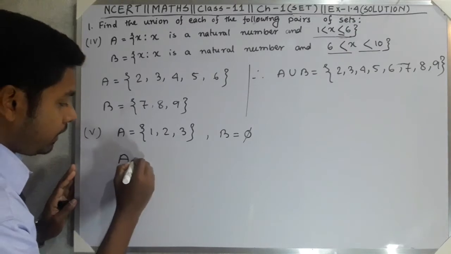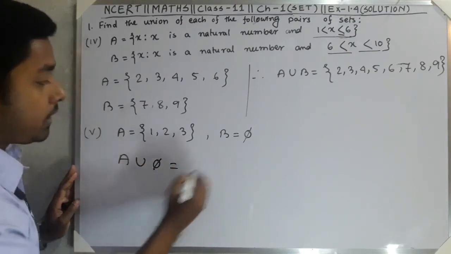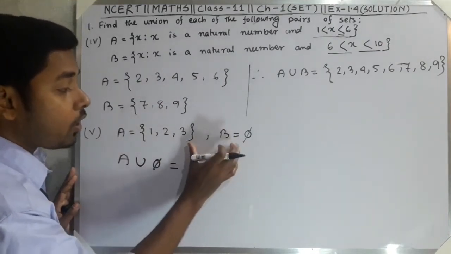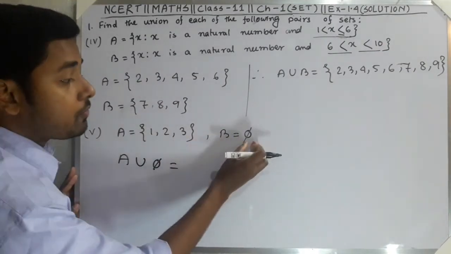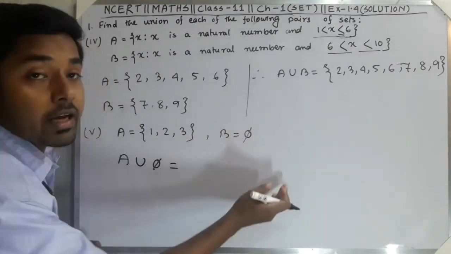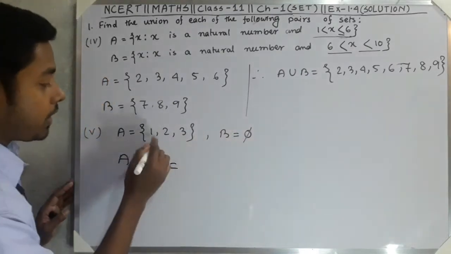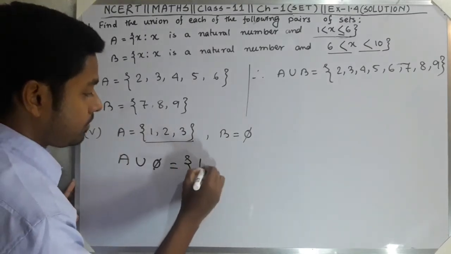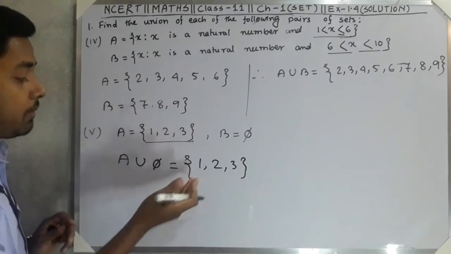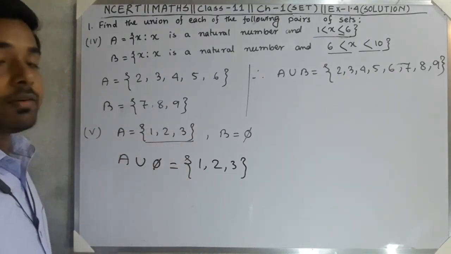So A union ϕ is equal to what? Union means elements of A, elements of B and common elements of A and B. So ϕ means B is not having any elements. So we should take only these elements. ϕ में कोई element है ही नहीं, तो बस A का elements होगा. Okay. Clear? Pause the video to note it down.